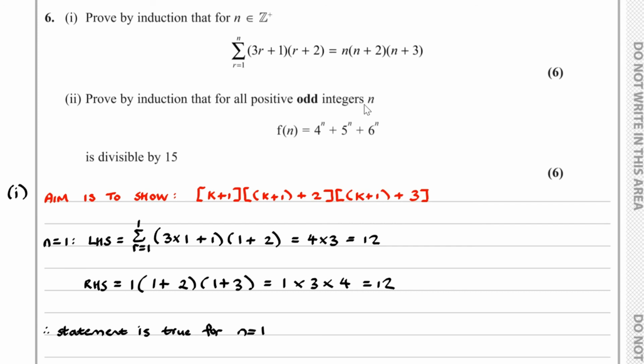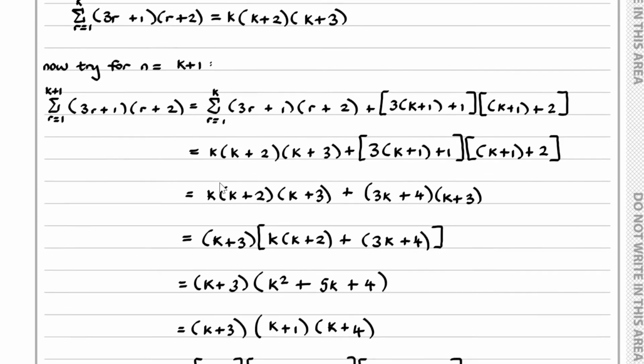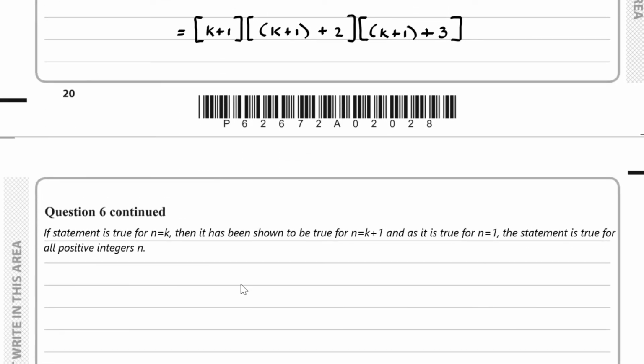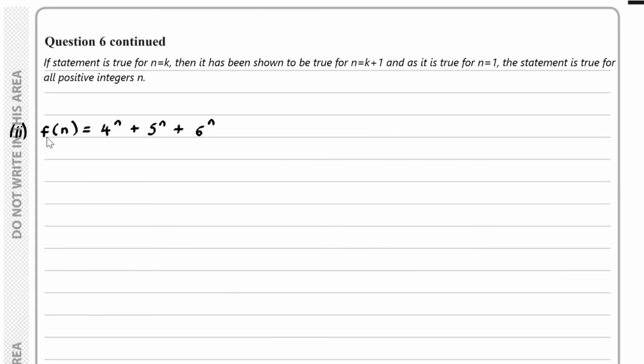And now for part B of the question, we have to prove by induction that for all positive odd integers n, f of n equals 4 to the power of n plus 5 to the power of n plus 6 to the power of n is divisible by 15. So we have f of n which is equal to 4 to the n plus 5 to the n plus 6 to the n. We want to show that this result is divisible by 15.